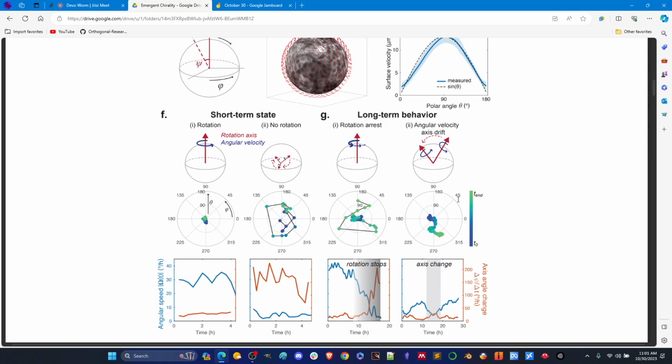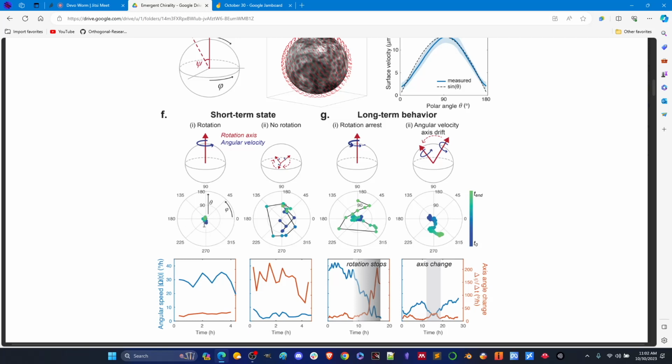And then you have this angular velocity axis drift, where the axis drifts off of the pole and goes to a different point. So this is where you get this asymmetry, this symmetry breaking, and you end up with a chirality. And so these points here are color-coded by their time. So you have from t0 to the end of the sequence.